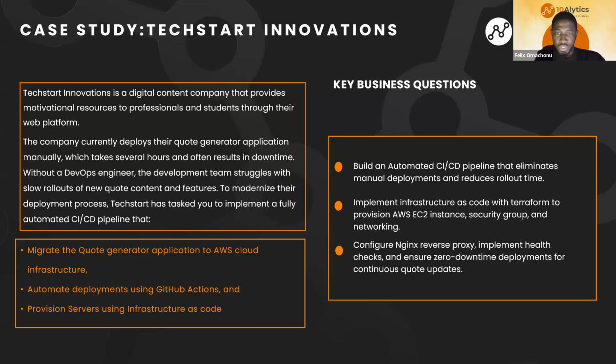So the key business questions now. Build an automated CI/CD pipeline that eliminates manual deployment and reduces rollout time. Implement infrastructure as code with Terraform to provision an AWS EC2 instance, security group and networking. Configure an Nginx reverse proxy, implement health checks, and ensure zero downtime deployments for continuous quote updates. So this is what we'll be solving today.